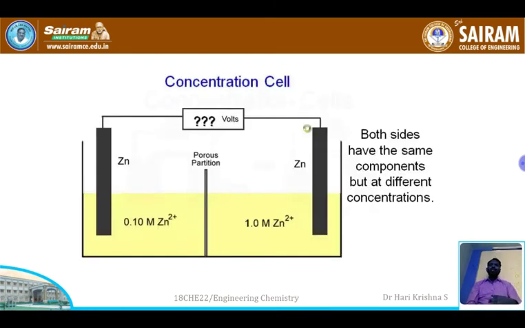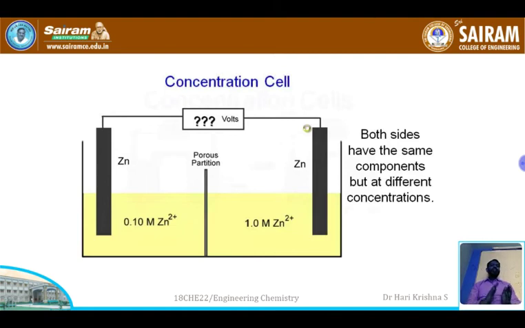So now let us take an example of zinc concentration cell. Here both anode and cathode are made up of same metal. Zinc is dipped in zinc sulfate solution in anode, and in cathode zinc is dipped in zinc sulfate solution. But the concentration differs. One concentration is 0.1 molar, the other zinc sulfate concentration is 1.0 molar. Both are connected with salt bridge and connected to a voltmeter. The 0.1 molar zinc sulfate solution acts as anode and 1.0 molar zinc sulfate solution acts as cathode.